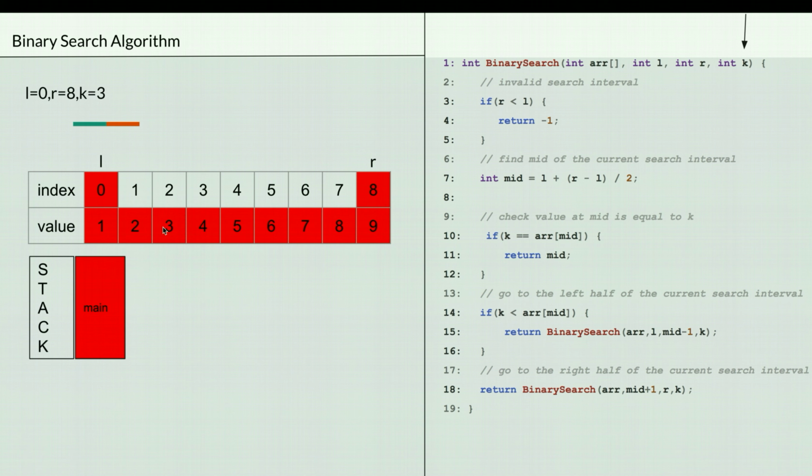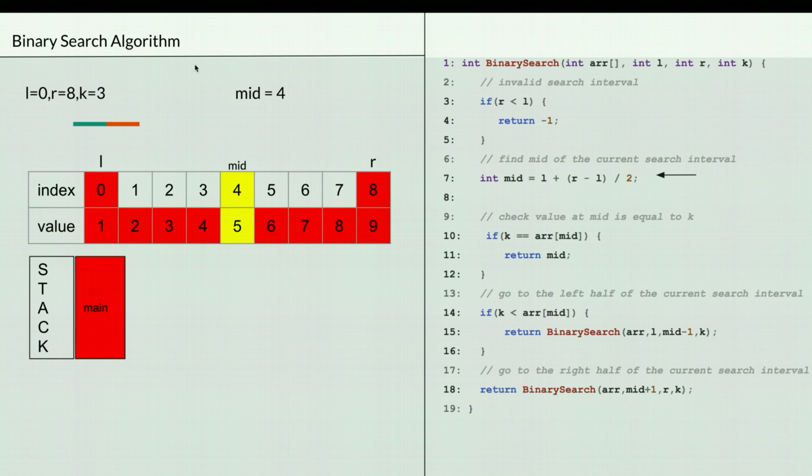Initially, we'll start with the whole array. The search interval for the initial call is the whole array. That is, we'll start with L equal to 0 and R equal to 8. The first thing to do is check whether the current search interval is valid or not. In this case, R is 8, L is 0, so it is valid since R is greater than L. That is, the invalid condition doesn't hold, so it is a valid interval. Since it is valid, we'll find the mid of the current search interval. In this case, mid is 4.